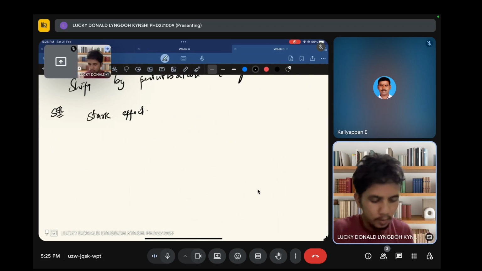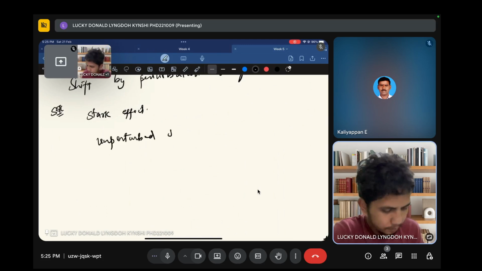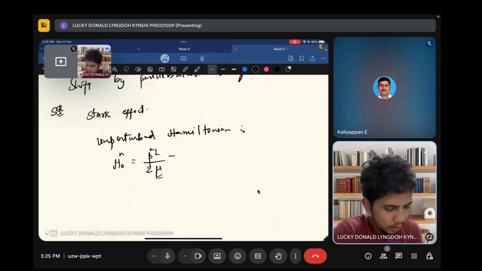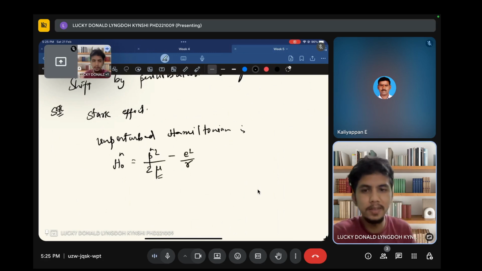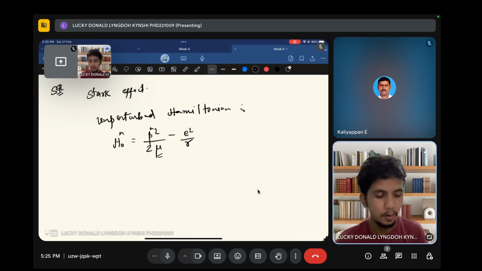Before we do that, write out the unperturbed Hamiltonian. The unperturbed Hamiltonian is given by H naught cap, which is equal to p square by 2 mu, where mu is called the reduced mass, minus e square by r. This is a potential which we have already seen, the unperturbed potential, whatever we saw in the last few classes.